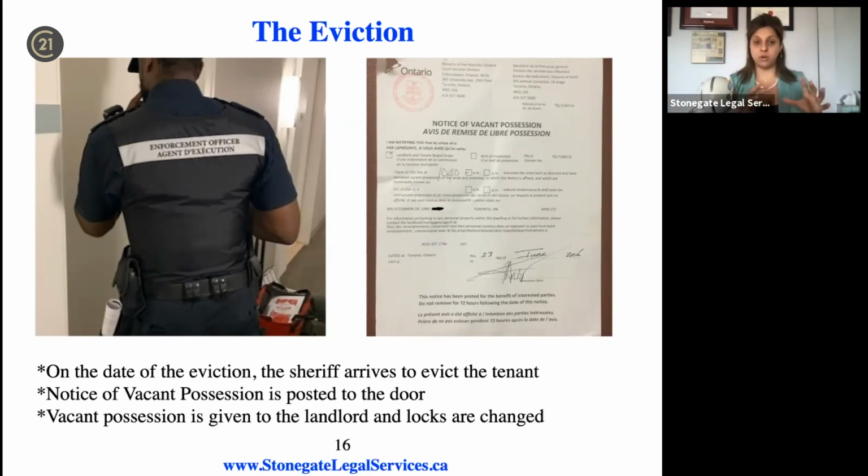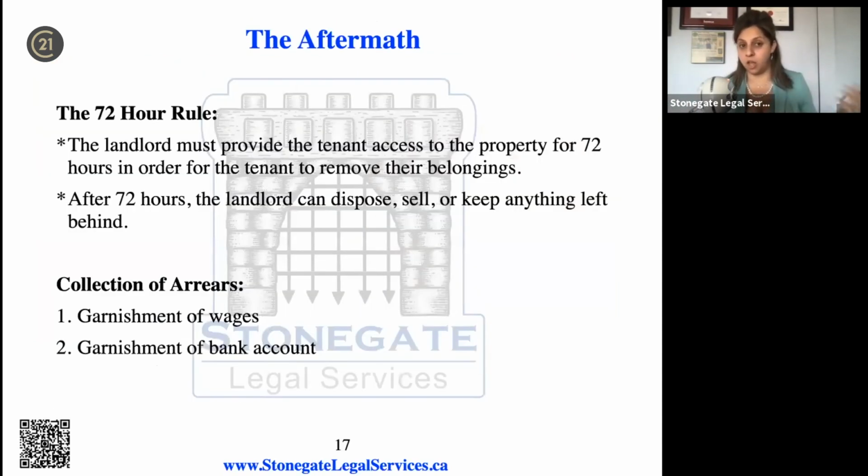Even though the landlord has control as of the day of the eviction, the tenant still has their belongings in the property. So what happens to the tenant's belongings? I call this the aftermath, the 72-hour rule. Landlords must provide tenants with access to the property for 72 hours in order for the tenant to remove their belongings. After the 72 hours, the landlord can do whatever they like with whatever's left behind. They can dispose of, sell, or keep any of the tenant's belongings.